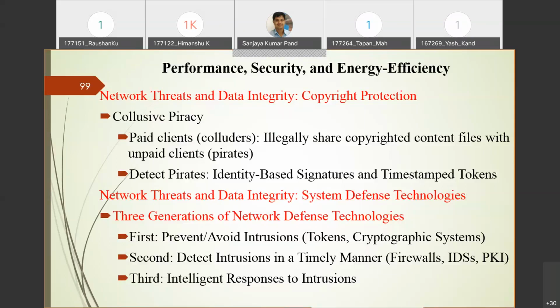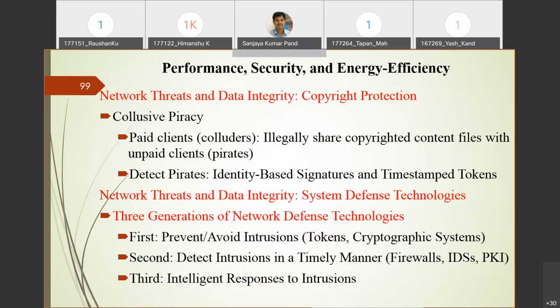In the second generation, what we are doing is detecting the intrusion. In order to detect the intrusion, there is the intrusion detection system. That is a very important area of security and privacy, which we call IDS, intrusion detection system. IDS is able to detect the intrusion and mitigate the intrusion and take some action. Or we can use the very popular firewall in the second generation, or you can use the public key infrastructure, PKI.